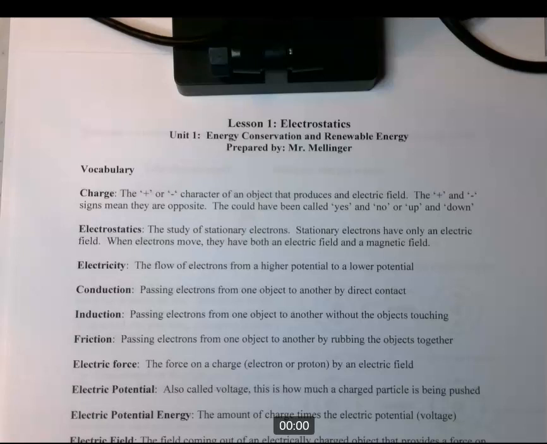Electric force is the force on a charge, that is an electron or a proton, by an electric field. So when an electric field puts a force on a proton or an electron or some kind of charged particle, that's called an electric force. Electric potential, also called voltage, is how much a charged particle is being pushed. You can think of electric potential kind of like gravity. Gravity is how much pull the Earth has on an object, and electric potential is how much electrical gravity or push or pull that the electric field has on the object.